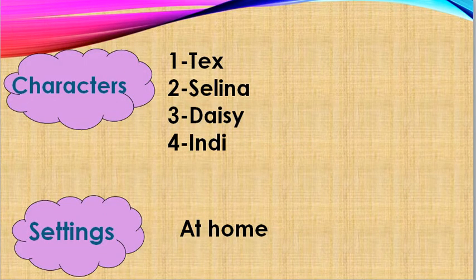Characters. Of course, you remember the characters. They are the persons and animals who are acting in the story. We have here four characters: Tex, Selena, Daisy, and Andy. Remember the settings? Yes, place and time. Here we have the place only. They didn't mention the time. So the place is at home.